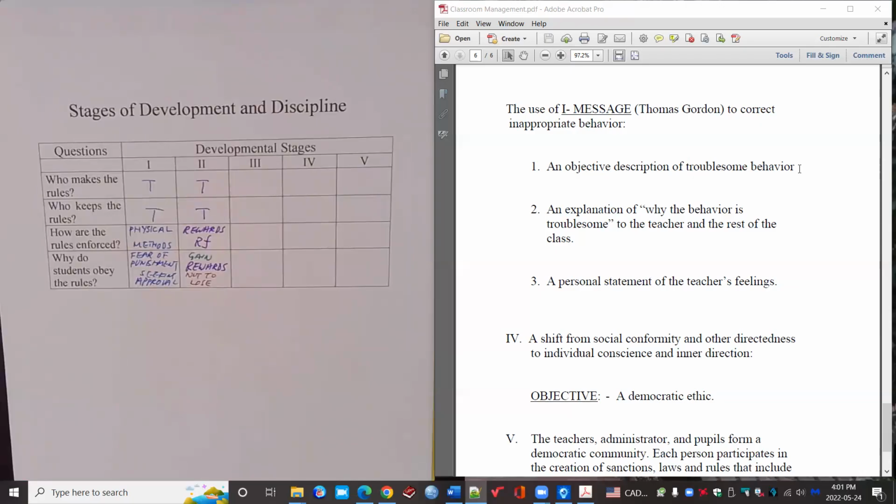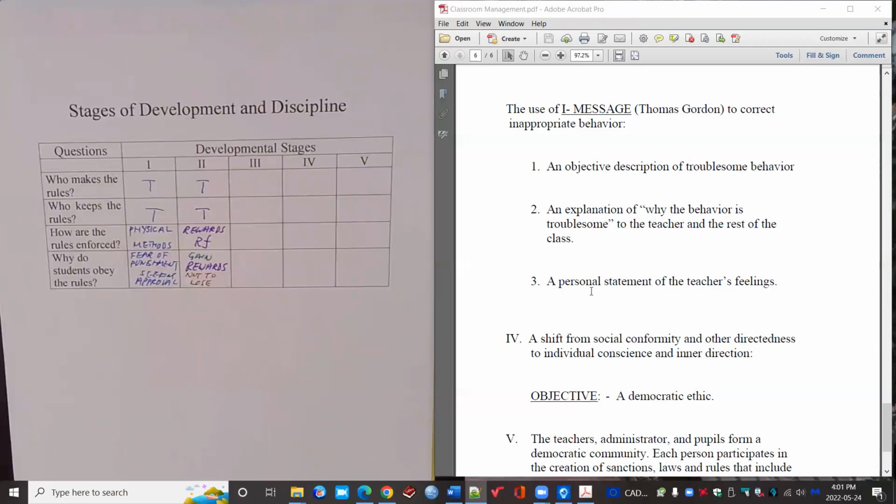The next one here, an explanation of why the behavior is troublesome to the teacher and the rest of the class. Okay, and then what? Then an explanation of consequences. Okay, the consequence. Why? What? This is what is troublesome. But what will be the consequence?